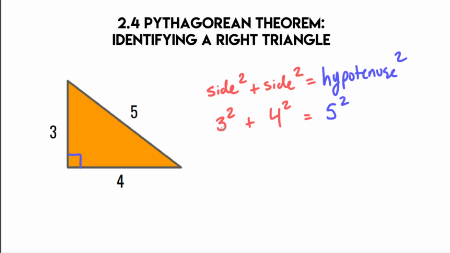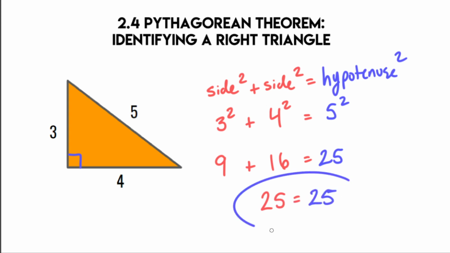We simplify this out now, so 3 squared is going to be 9. 4 squared is going to be 16. And 5 squared is going to be 25. And now we have our true statement. 9 plus 16 simplifies to 25, which is equal to 25. And that is the Pythagorean theorem in action. Smaller side squared plus smaller side squared is equal to the hypotenuse, or the large side, squared. Again, this is only ever going to work for right triangles.